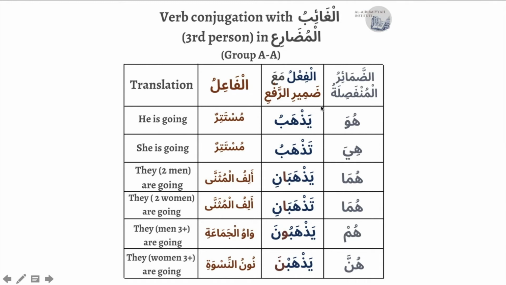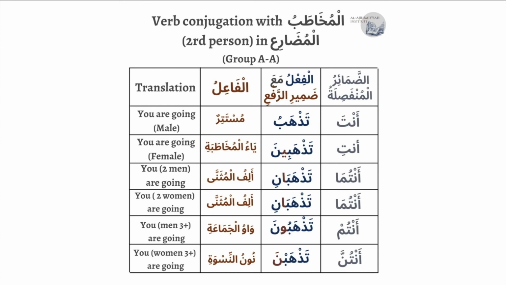And obviously, you change it a bit depending on which group the verb is part of. For group AA, it will look like this. For any other group, you just have to change the ayn al-kalima depending on which group it is, whether to a fatha or dhamma or kasra. Let's go to the second person, which is you. It's all 'you' in the English language, but in the Arabic language, obviously, it's much more detailed.